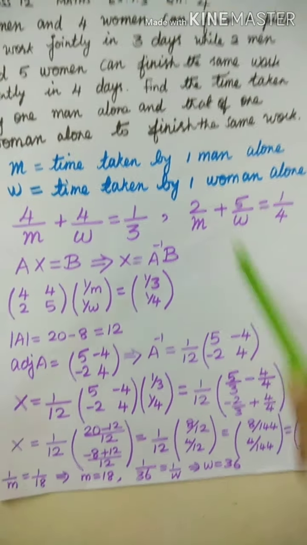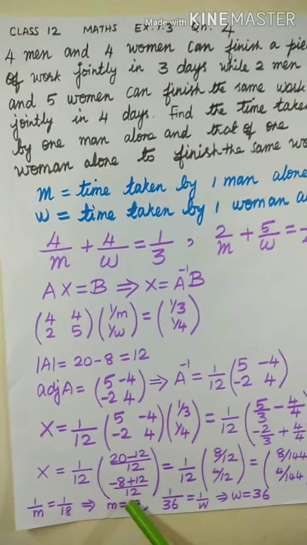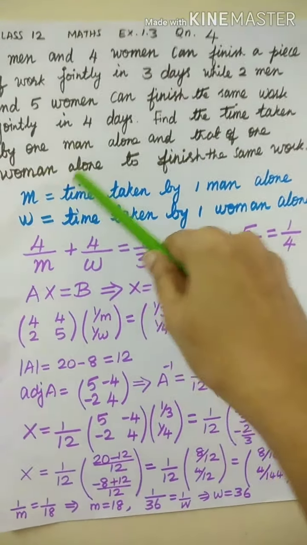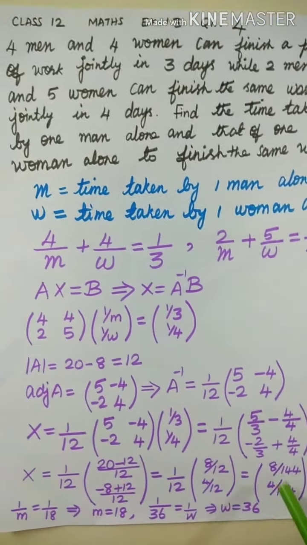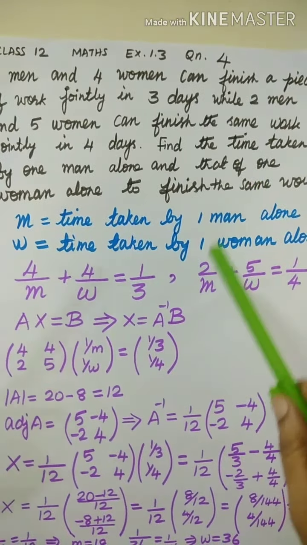So we come back to the question. Time taken by one man alone is 18 days and time taken by one woman alone is 36 days. And in all the word problems, try to write the answer in words.